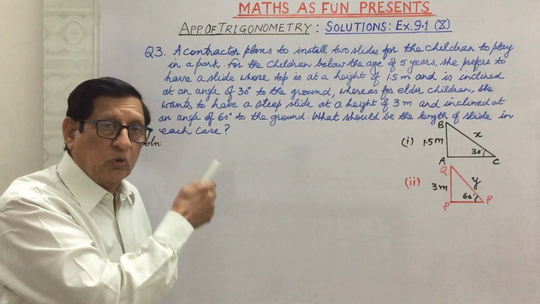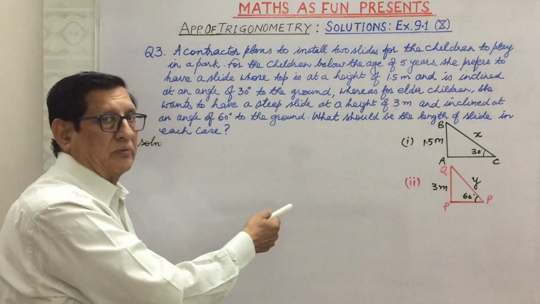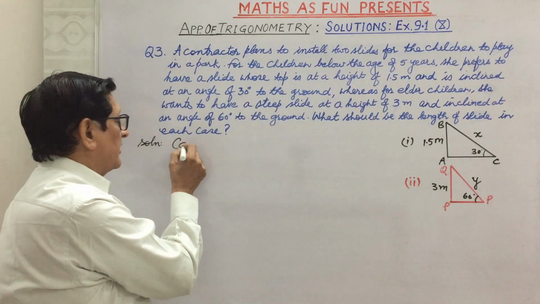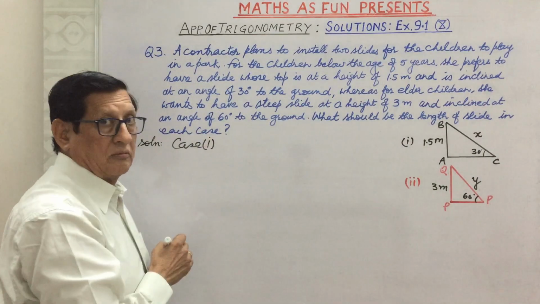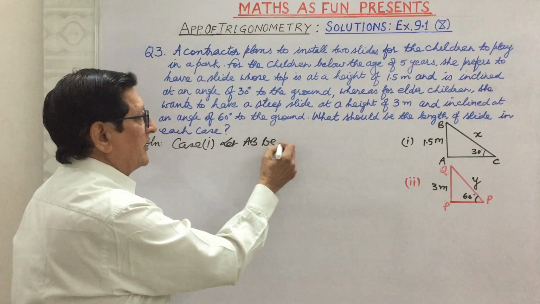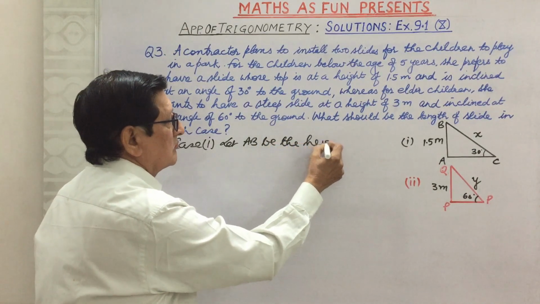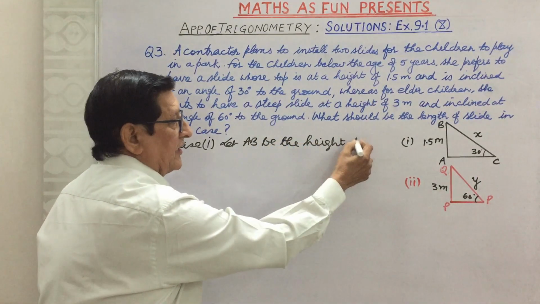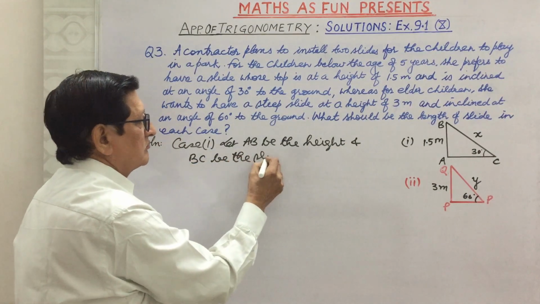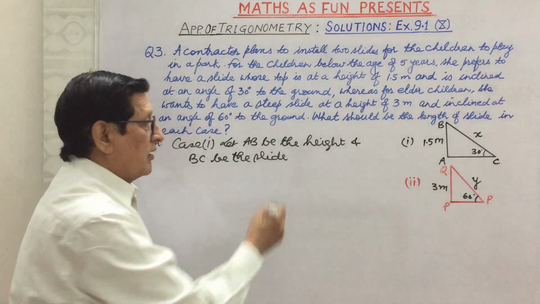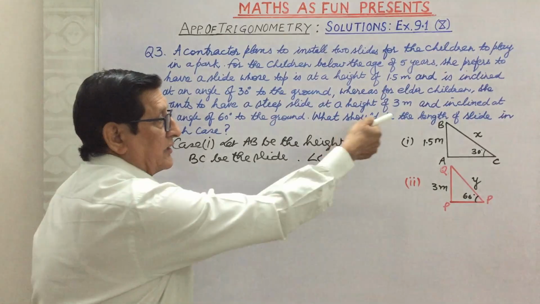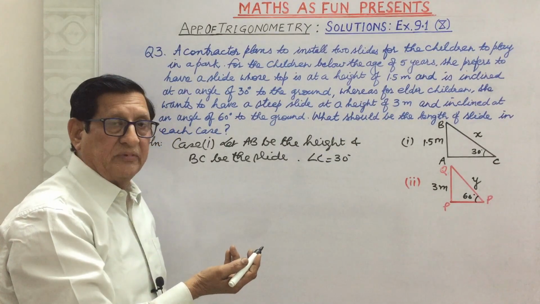Here we have been given two cases of the same type, and we divide this particular question also in two cases. So we write in case 1, let AB be the height and BC be the slide. Angle C is equal to 30 degree and AB is given as 1.5 meter.